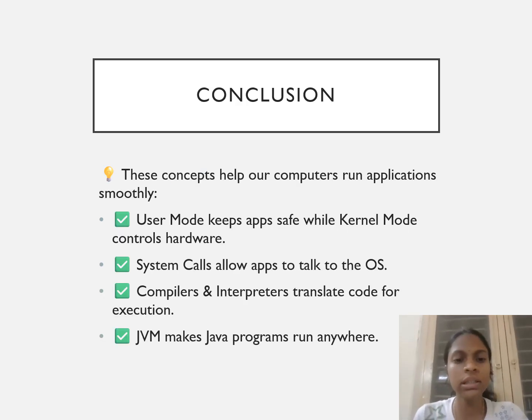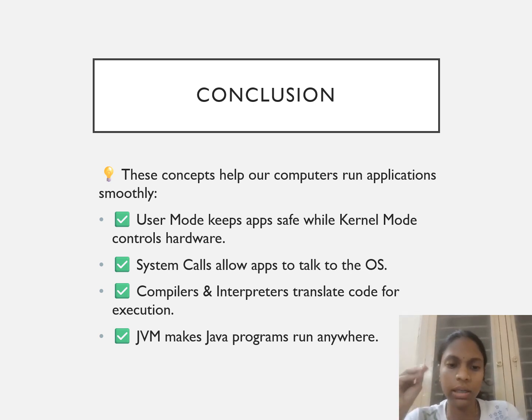So here is the conclusion. I hope these concepts help our computers run applications smoothly. I'll brief it in four points: user mode keeps apps safe while kernel mode controls hardware. Every mode has some benefits, and both work simultaneously with the services. System calls allow apps to talk to the OS, acting as a bridge between the OS and your system. Compilers and interpreters translate code for execution as you require. And the JVM makes Java programs run anywhere.